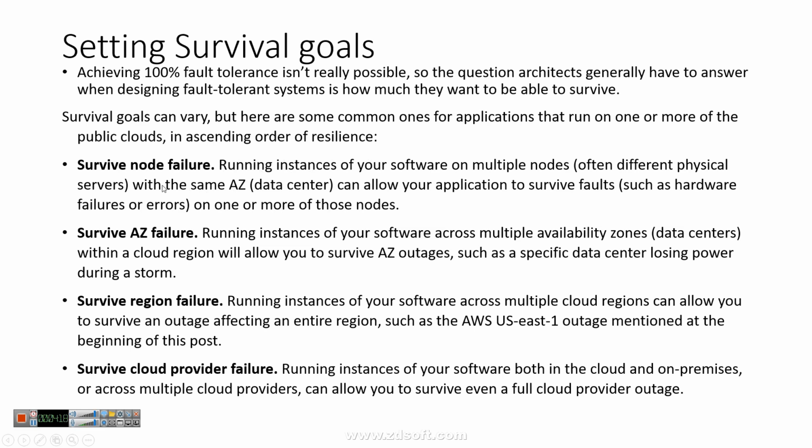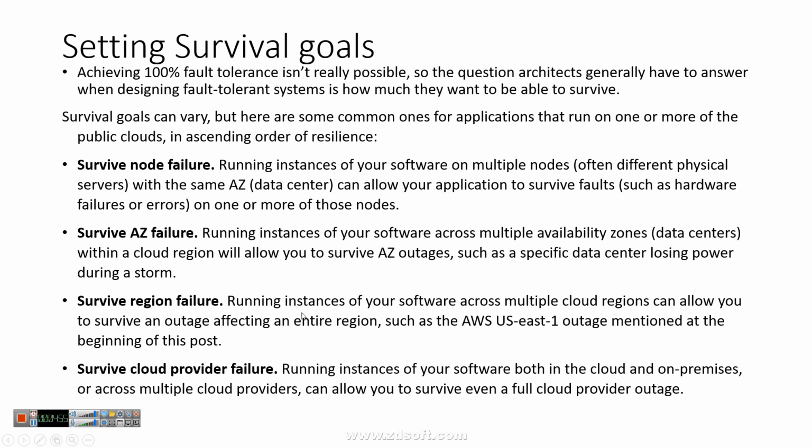First one is survive node failure. Second one is survive availability zone failure. Third one is survive region failure. Survive cloud provider failure. In survive node failure, running instances of software on multiple nodes within the same availability zone can allow the application to survive faults on one or more of those nodes. And in survive availability zone failure, running instances of software across multiple availability zones within a cloud region will allow it to survive availability zone outages, such as a specific data center losing power during a storm.